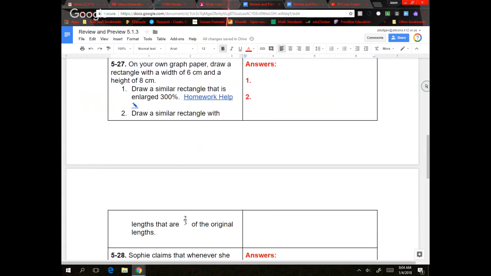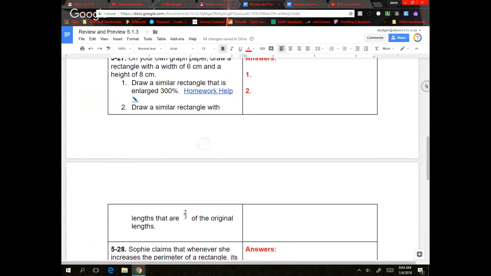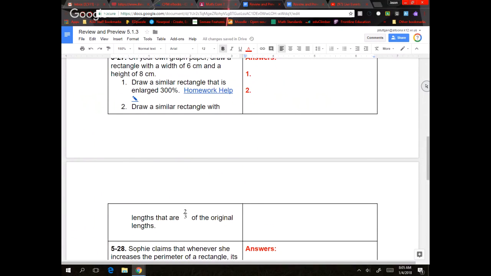Draw your own graph paper. Draw a rectangle with the width of 6 and a height of 8. Okay, so I'm just going to roughly sketch it just for our purposes right now. We have 6, we have 8, and it's centimeters. Okay, and it says I'm going to draw a similar one that is enlarged 300%. Okay, so the first question you should be thinking in your head is 300% is how many times larger?